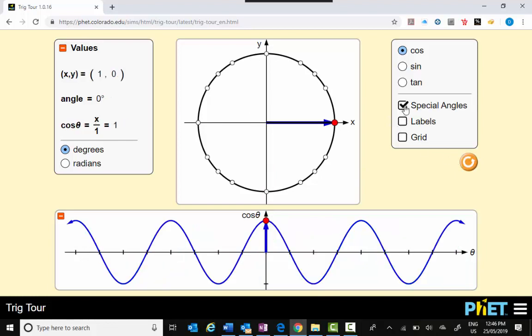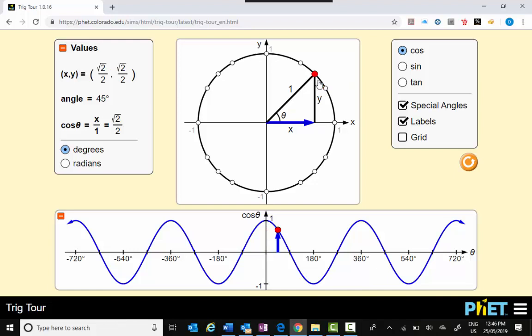We'll reset that, labels. So when I look at going to 30 degrees, I get these two values: the cosine is root 3 on 2, and the sine value is in fact equal to 1/2. And I'll show you how we work that out in a second.